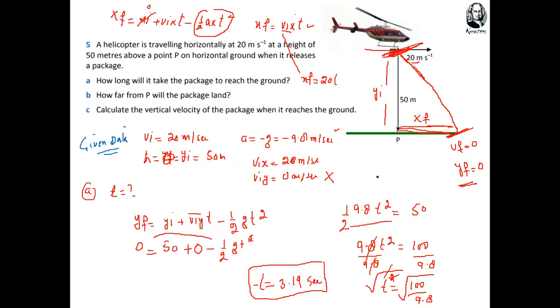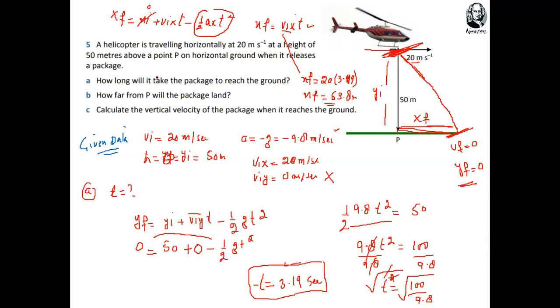The time to reach there is 3.19. So xf is equal to 20 multiplied by 3.19, which equals 63.8 meter. This is the horizontal distance covered.